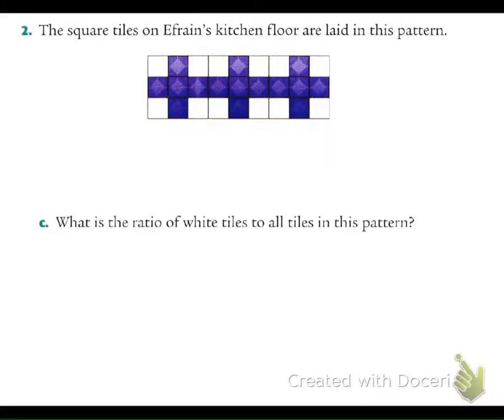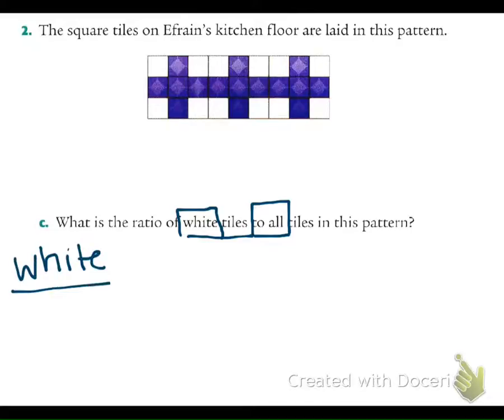This next one asks us to find the ratio of white tiles to all the tiles. White is talking about part of the picture. All is talking about the total. This is a part to whole ratio, or a part to total. So let's start with our word ratio. White to all.